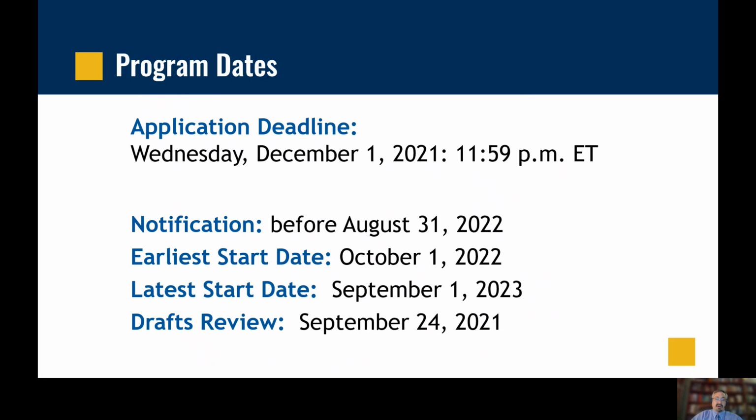Also, other dates here: the notification date. We typically do notify a little before that August 31st deadline for ourselves, but it's closer to the beginning of August. But that's sort of our drop-dead deadline for notification. The earliest start date for projects would be October of next year, October 1st, and the latest start date would be September 1st of 2023, if you need to delay the start of your grant.